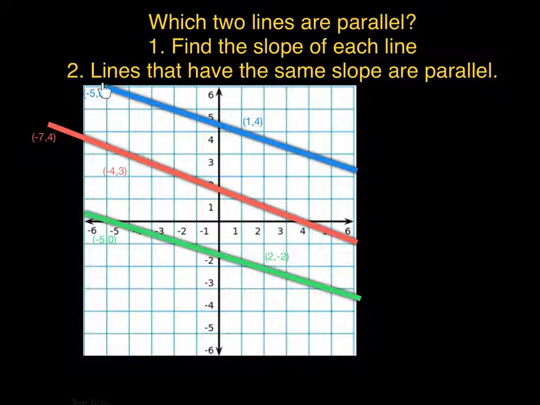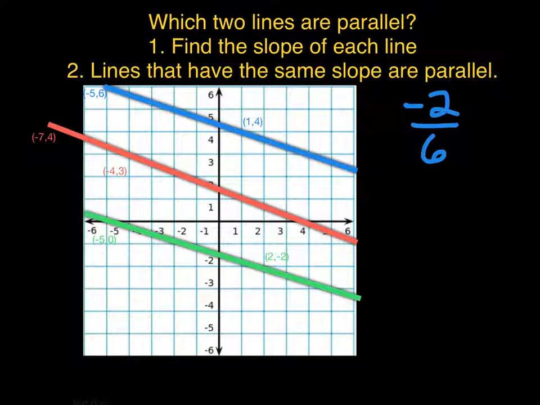And I'm going to start here at negative 5, 6, and I'm going to do my run first, which would be 1, 2, 3, 4, 5, 6. And so my run for the blue is 6, and my rise would be 1, 2 down, so it's going to be a negative 2.